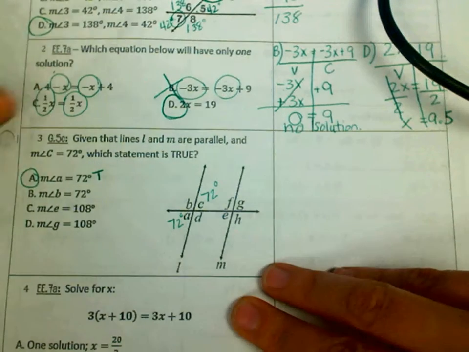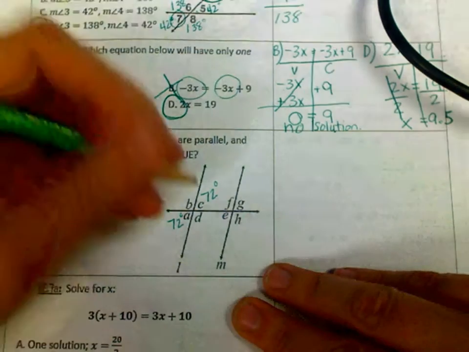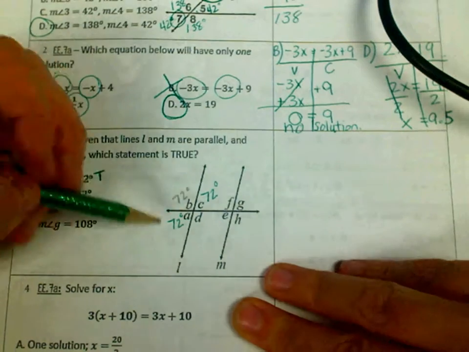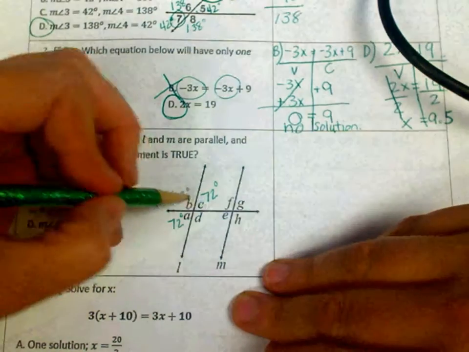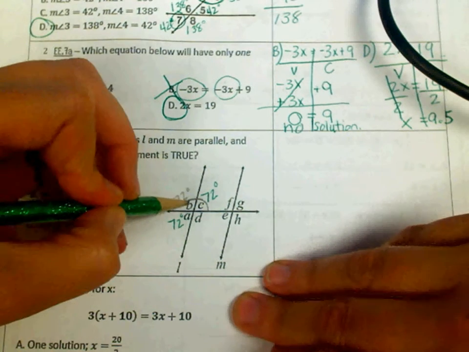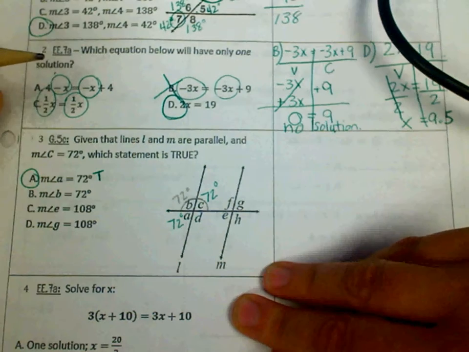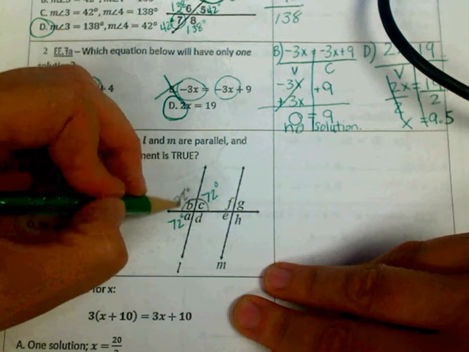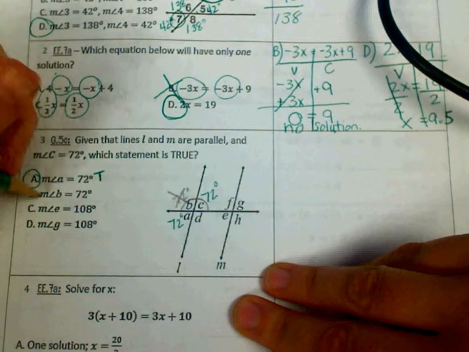This one says that the measure of angle B is 72 degrees. Nope. Angle B is not 72 degrees because angle B and angle C form a straight line, which means they need to add up to 180. 72 plus 72 is not 180. So it's not B.